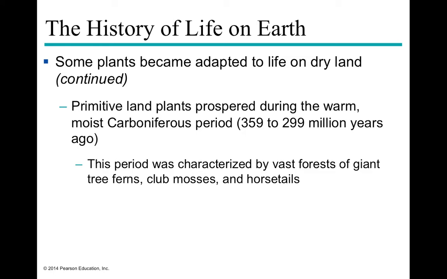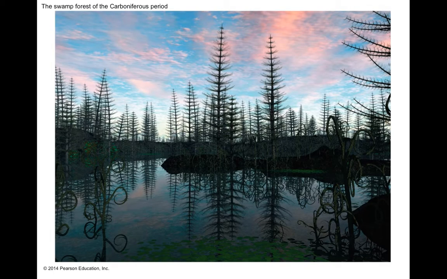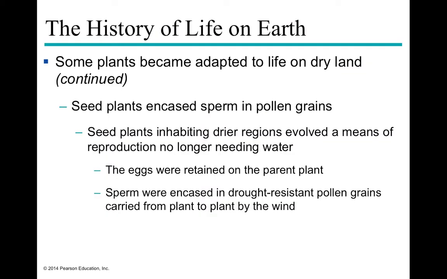All right, so during the Carboniferous period, it's warm and it's moist, and it's approximately 360 to 300 million years ago. We have a ton of giant tree ferns, club mosses, and horsetails. There are no predators available to them, and they basically have free reign of whatever landmass they're able to take over. And eventually we end up with seed plants.